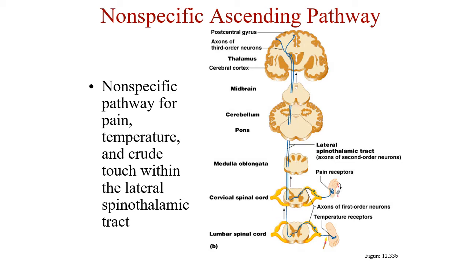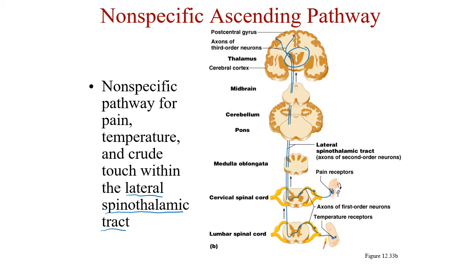So for our non-specific pathways, the non-specific pathways are sending information that is general sensation. And so it's everything from pain to changes in temperature to just general touch, so deep touch kinds of things on the body. And this information then travels through the lateral spinothalamic tract. And so this tract tells us a bit about where it's coming from and where it's going. So it's coming from the spinal cord, and it's going to end up in the thalamus, where it's going to synapse again.